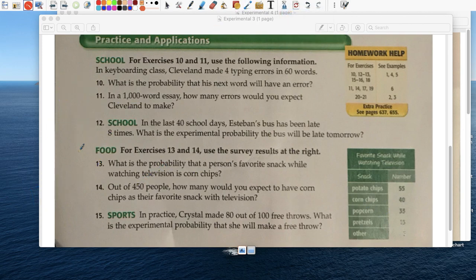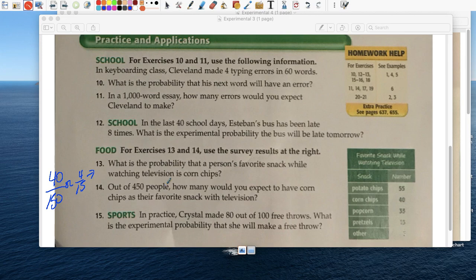Use the survey's results to the right. What's the probability that a person's favorite snack while watching TV is corn chips? Well, the probability is 40 out of, what's the total here? 55 plus 40 plus 35 plus 50. So 40 out of 180, or 2 out of 9 chance that someone's favorite snack is corn chips.